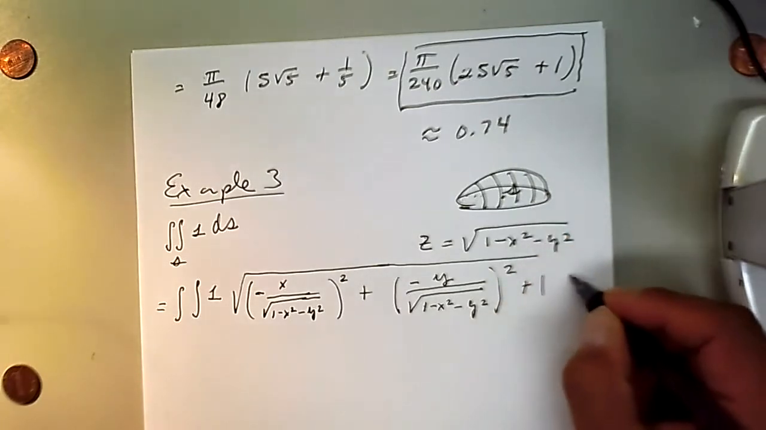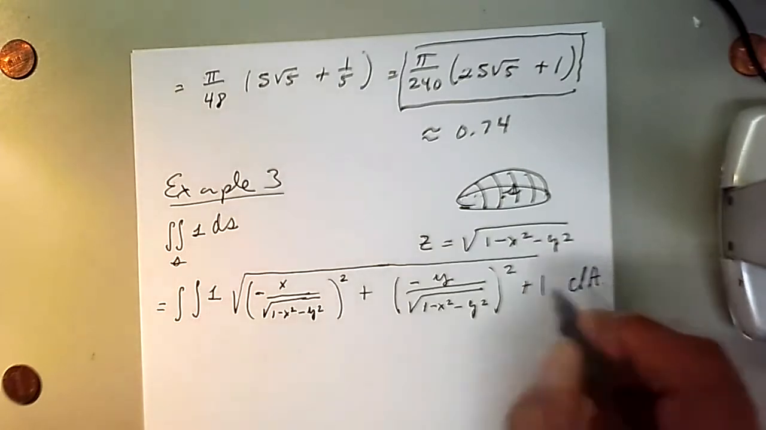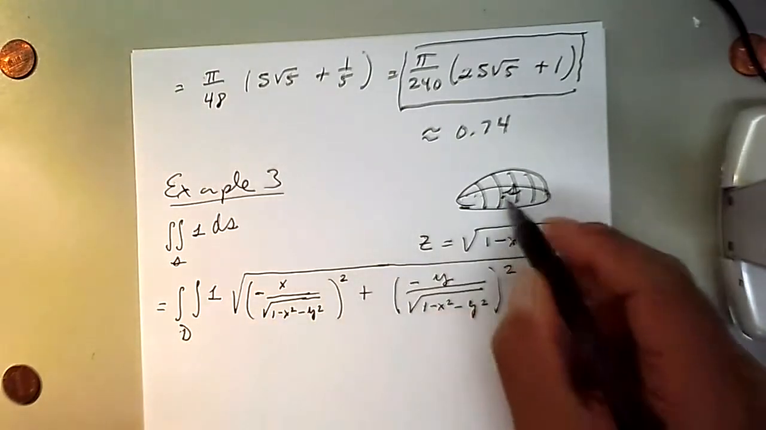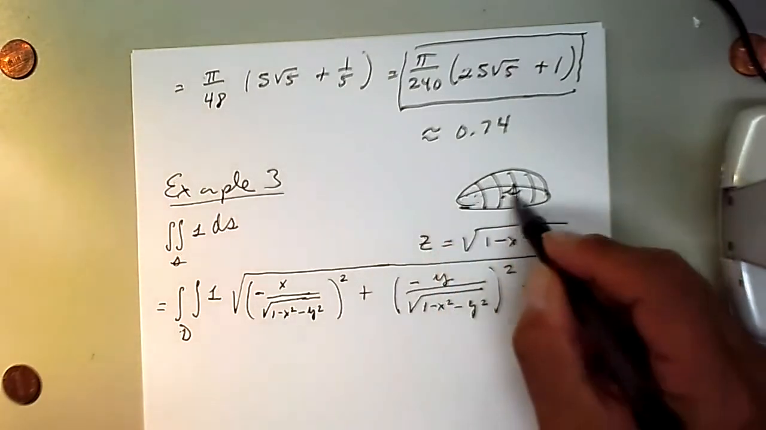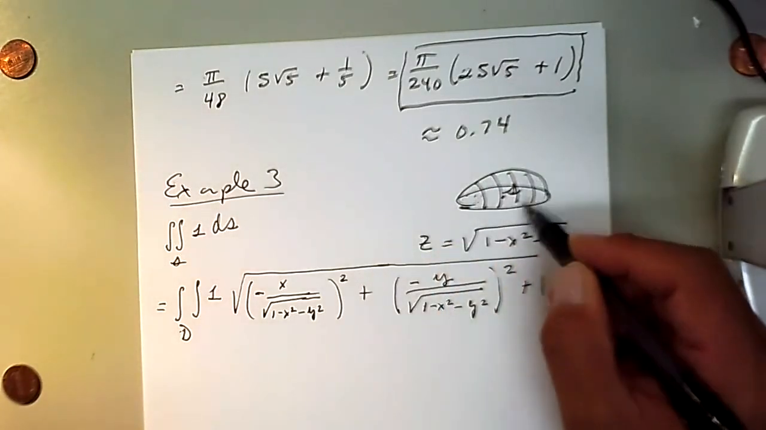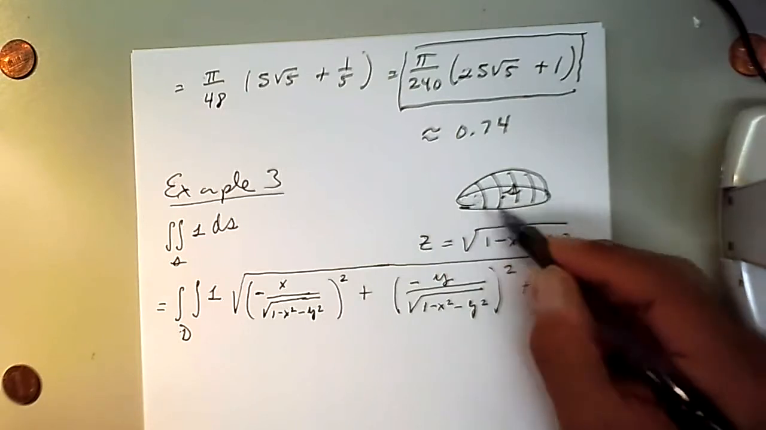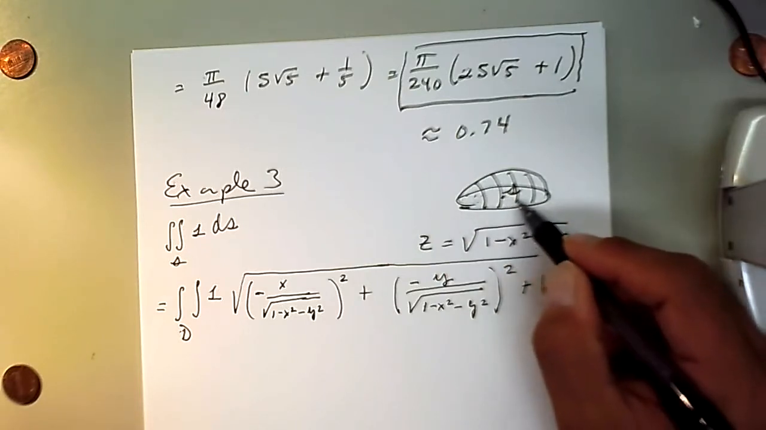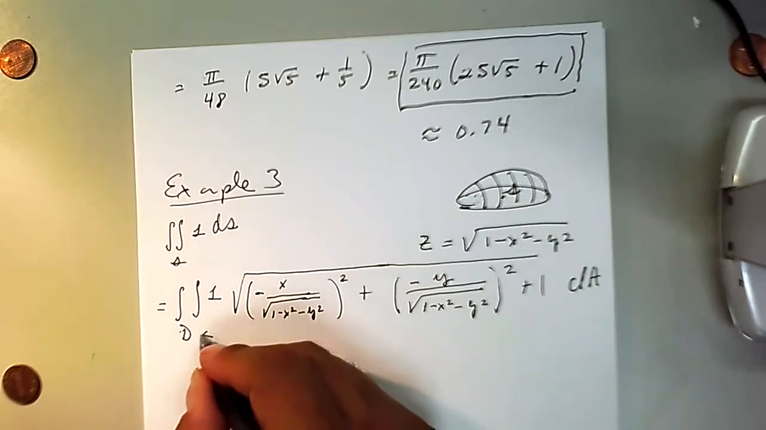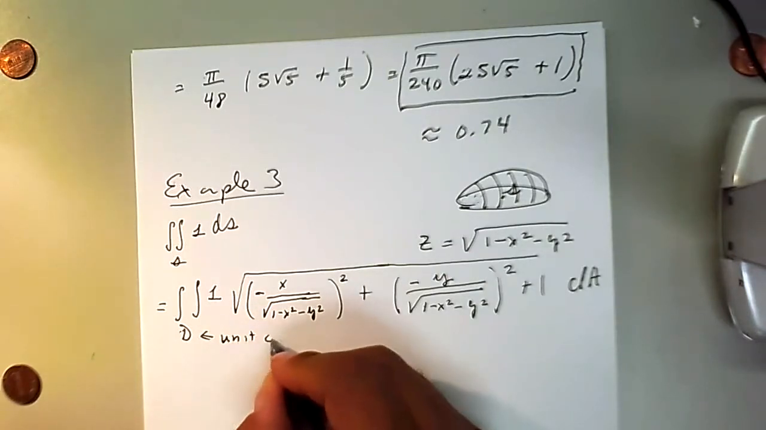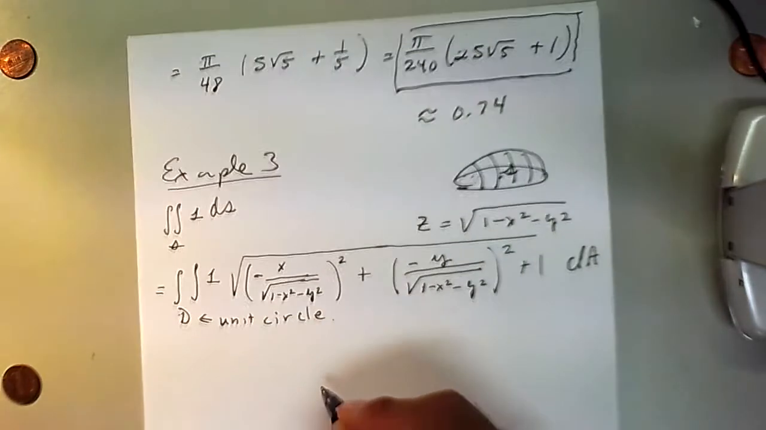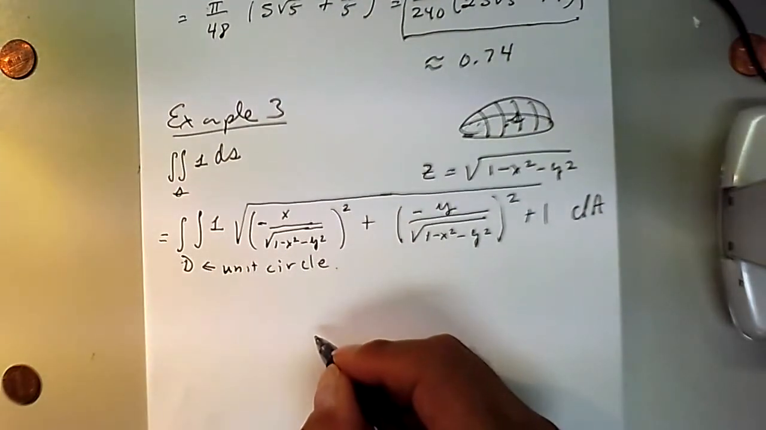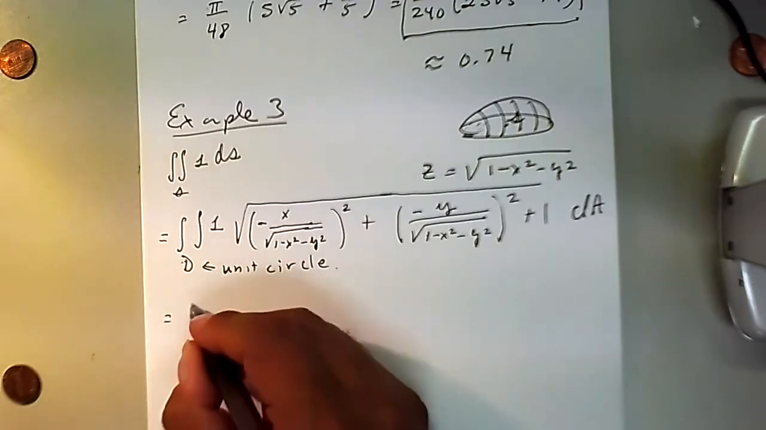And with respect to the area, not over the surface anymore, but the circle that is at the bottom, the projection of the surface over the floor, which is going to be the unit circle, that's what we're going to integrate over. So this is the unit circle. Okay, let's simplify this a little bit, clear this up.